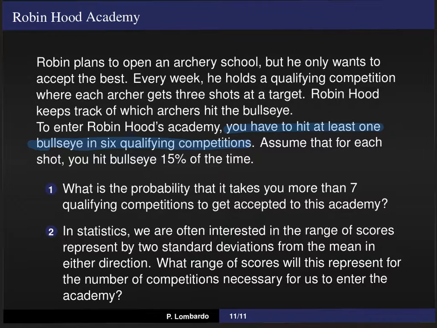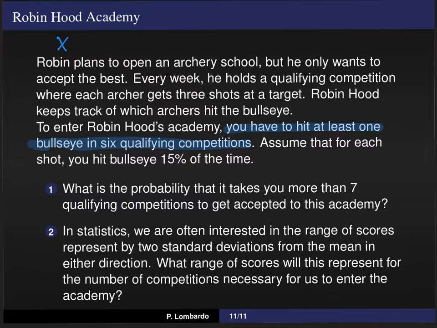So it's following this general idea of a negative binomial setup where we just keep showing up at the competition, right? Each competition ends up being the Bernoulli trial, and a success is you hit at least 1 bullseye using your 3 shots. Okay, so we're accepted into the academy when we finally have our 6th qualifying competition where we hit a bullseye. All right, so let's keep track of what's going on here.